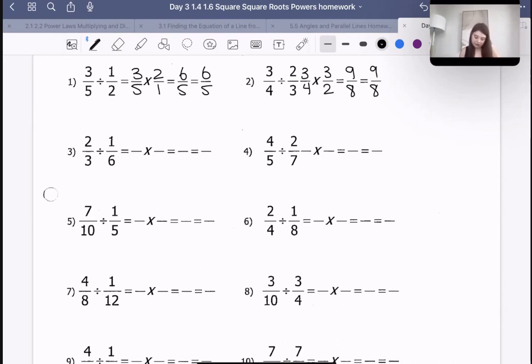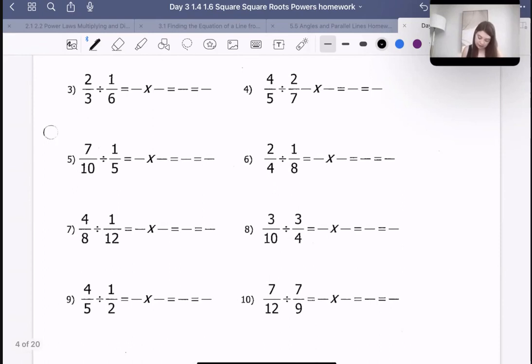Then we have 2/3 divided by 1/6. So what is that? That is the same as 2/3 times 6 over 1. So 2 times 6 is 12, and 3 times 1 is 3. So 12 over 3 would just be 4 over 1, right? Or just 4, we could even say, would be even better, because we can divide 12 and 3 by 3 and get 4 over 1, or 4. Good.